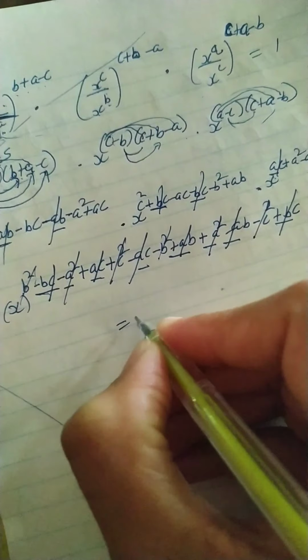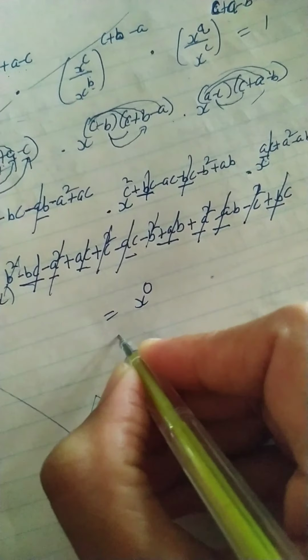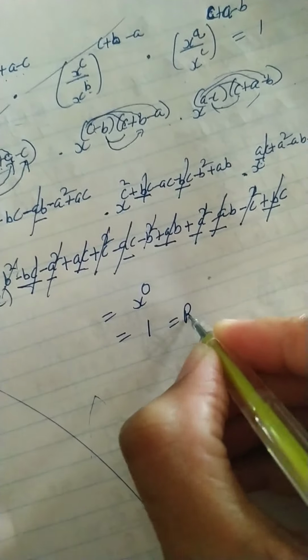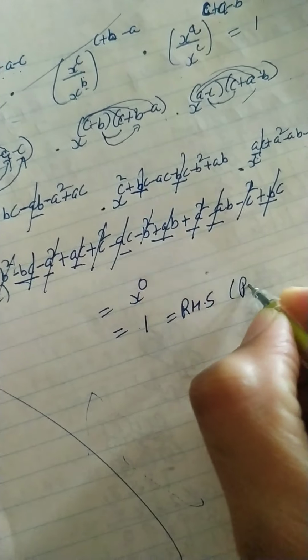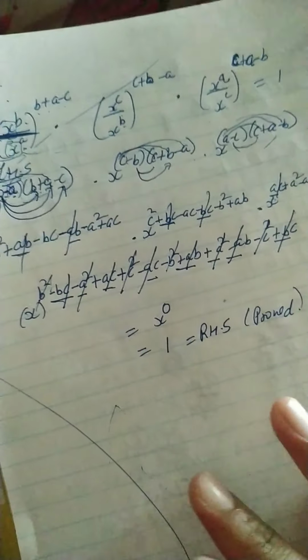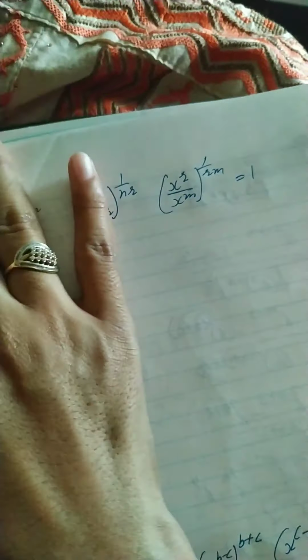Nothing is left. We are left with x raised to power 0. Anything raised to power 0 is 1. So it is equal to the right hand side, hence proved. Now come to its next part. Second part, you have to prove it is also 1.